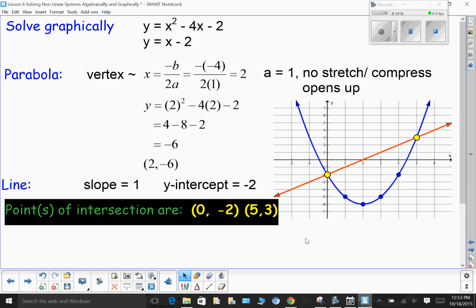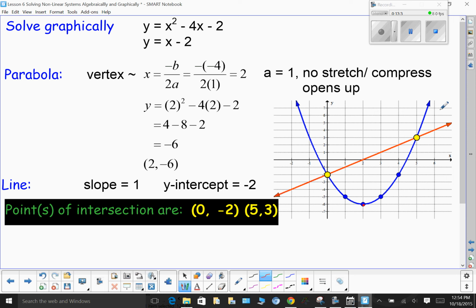Here, we solve graphically. Y equals x squared minus 4x minus 2. First thing I have to do is find the vertex using the negative b over 2a. Once I get that x is 2, I plug the 2 in for the x, and solve for the y, so I get 2, negative 6. There's my point. I then look at the parabola. A is equal to 1. There's no stretch or compress. It opens up. So I go right 1, up 1, right 2, up 4. What I do on the right, I do on the left, and then I draw my parabola.